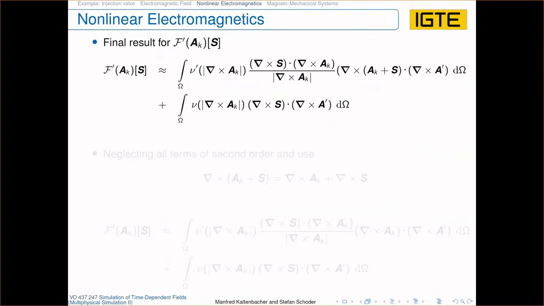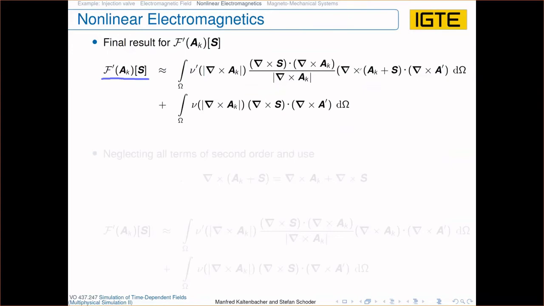And what we get now for our Frechet derivative is nicely shown here. So our Frechet derivative can be approximated, and this is now just written here, by this quite long term. So we have the derivative of our material parameter. Important, we just have to evaluate it at the curl of AK, so the previous solution. We have the curl of the increment for which we want to solve, dot product with the curl of AK, which we know, divided by the absolute value of the curl of AK.